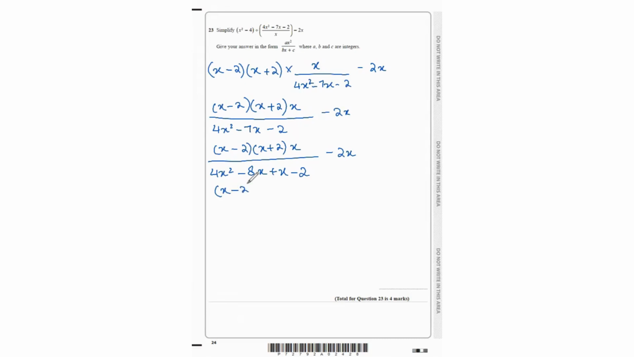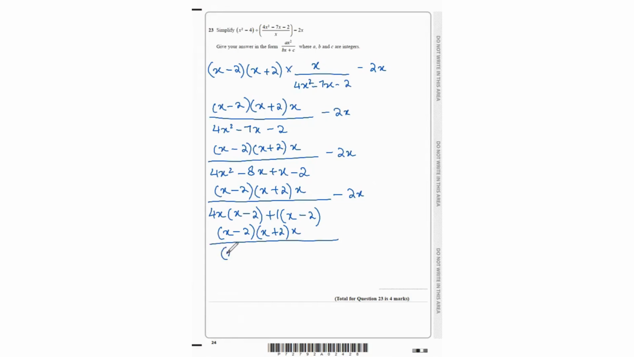So x minus 2 times x plus 2 times x over, in the first two terms we have 4x common. So x minus 2. In the last two terms we have 1 common, x minus 2. Then we have to take the x minus 2 common in the denominator. So it's x minus 2 times 4x plus 1. We can cancel out the x minus 2's.